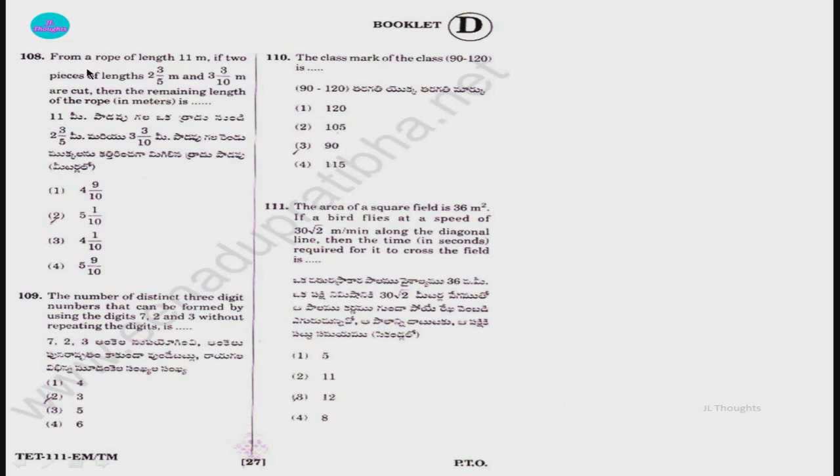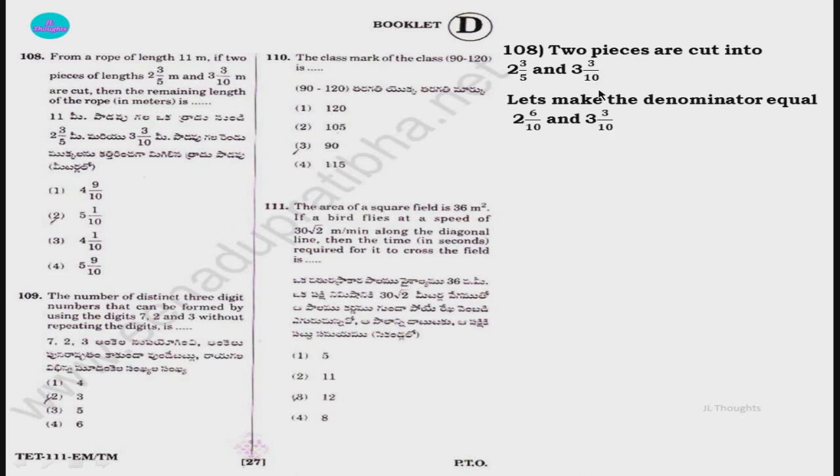Next, 108. From a rope of length 11 meters, if two pieces of length 2 3/5 meters and 3 3/10 meters are cut, then the remaining length of the rope in meters is? First the two pieces are 2 3/5 and 3 3/10. Let's make the denominators equal so the calculation is easy. Multiply the numerator and denominator by 2: 3 twos are 6, 5 twos are 10. Now it's 2 6/10 and 3 3/10. Adding, 2 plus 3 is 5, and 6 plus 3 is 9, so we get 5 9/10.